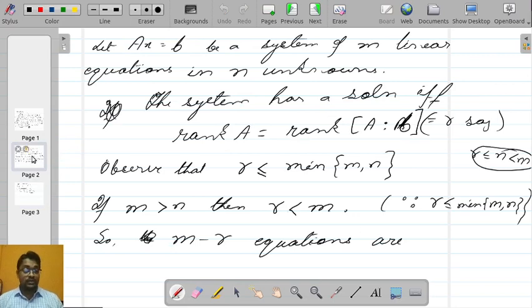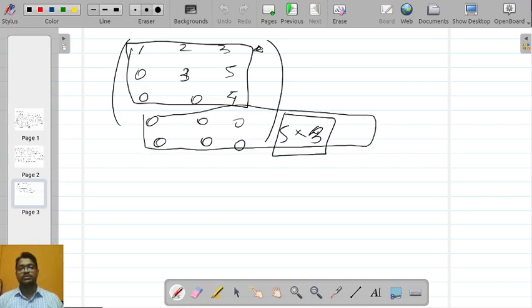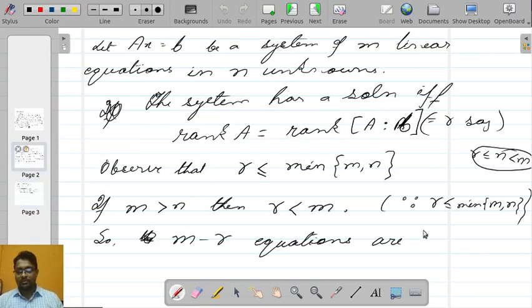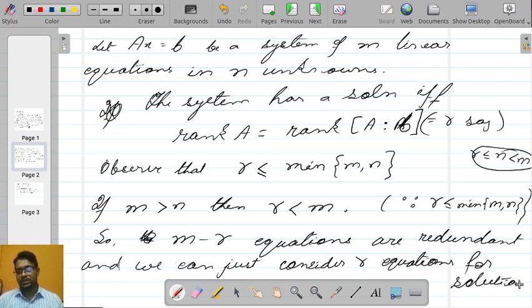Every other row being 0 means we can neglect the remaining equations. So only the first r equations are necessary. The remaining equations are just redundant. So m minus r equations are redundant, and in order to solve the problem we can just consider r equations for the solution.